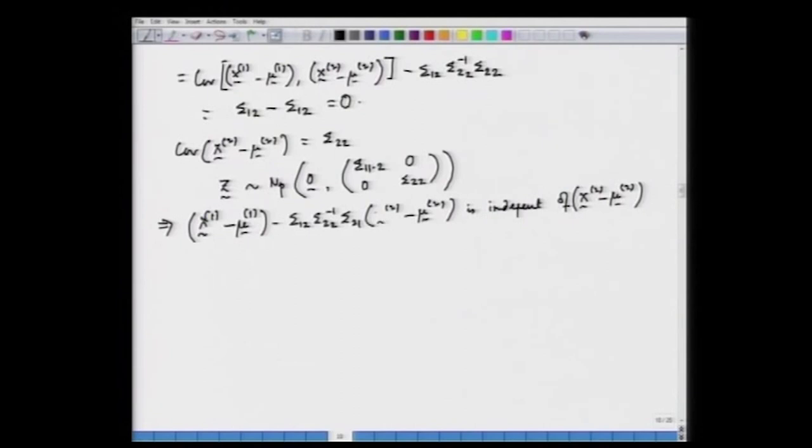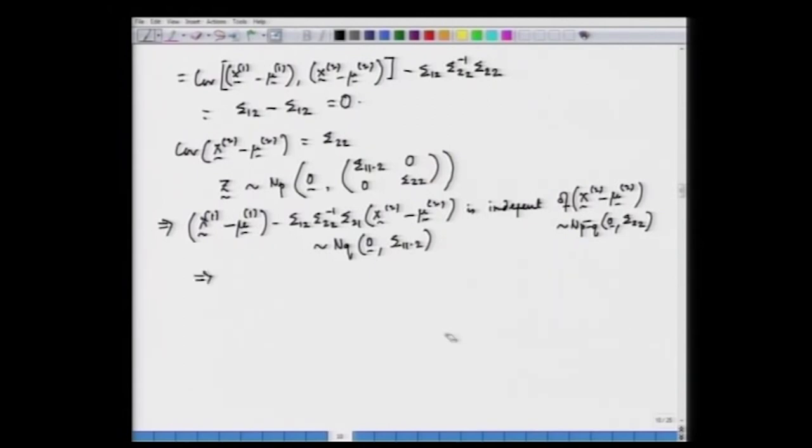So, this we are going to write the vector in the random vector notation. These now being independently distributed, we can also see what are the distributions of these separately. This is going to follow a q-variate normal with mean null vector, and the covariance matrix as we have seen is nothing but sigma 1 1 dot 2, and this follows a p minus q variate normal distribution with mean null and the covariance matrix as sigma 2 2. Now, this being independent of x 2, the unconditional and the conditional distributions remain same.